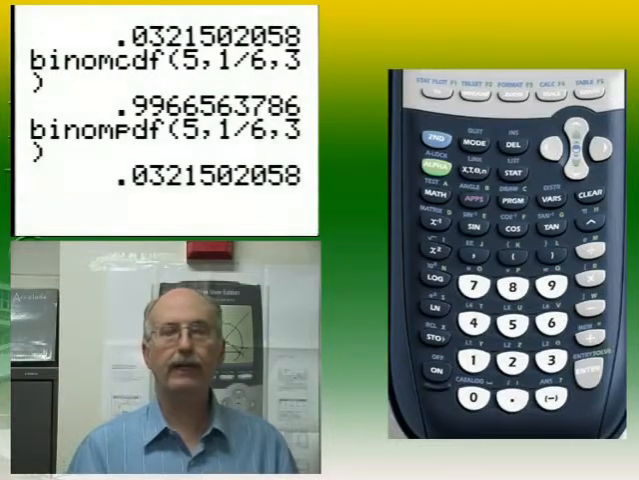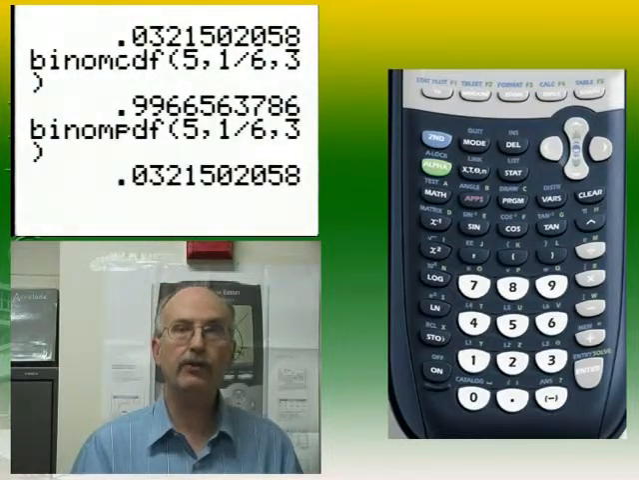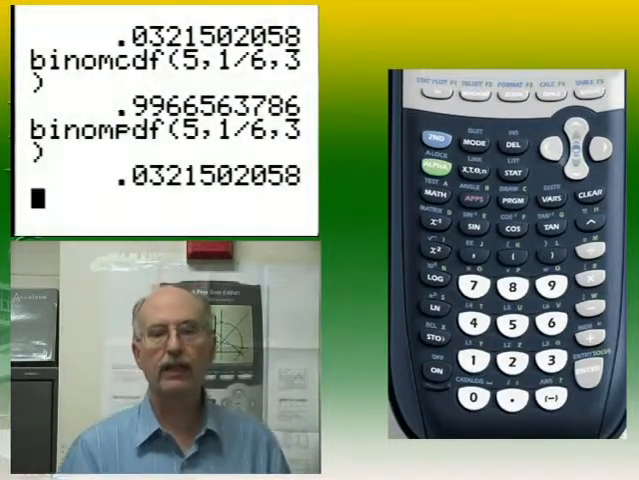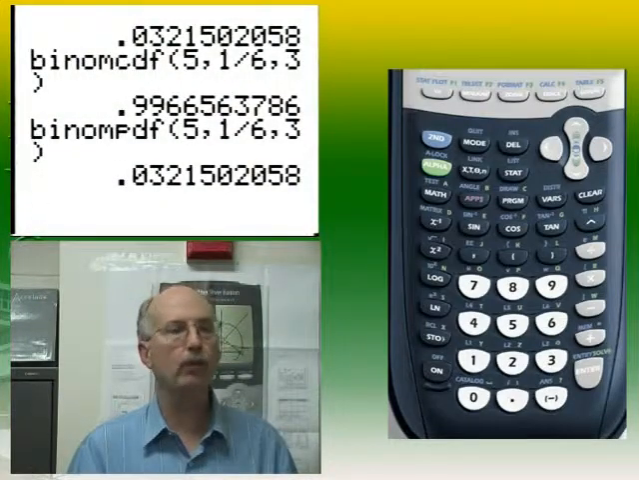The other thing that we're often asked is, suppose we had asked what's the probability that we had less than 4 successes, i.e. that we had 0, 1, 2, or 3 successes. That's a cumulative distribution formula, and there's a formula in the calculator for that as well.